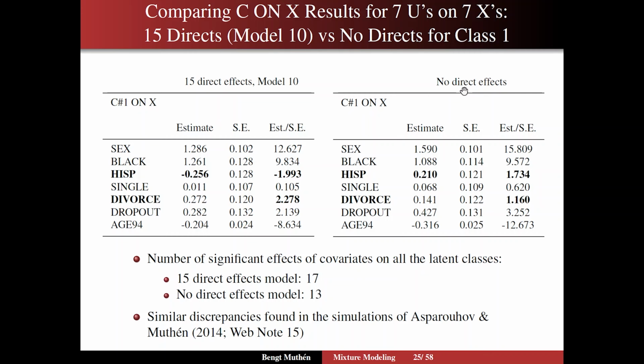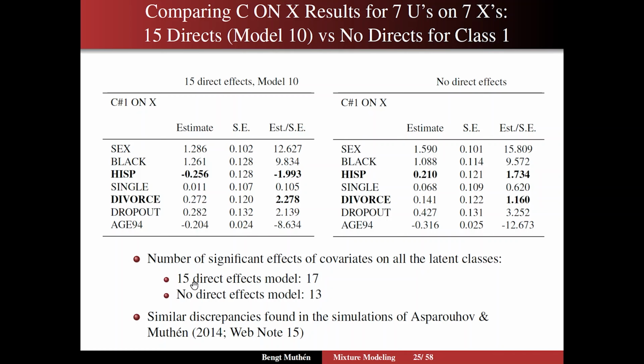But if you ignore the direct effects, you see the Hispanics have a positive effect instead of a negative, and it's insignificant. And for divorce, it's also insignificant. It has a smaller estimate, a slightly larger standard error, and becomes insignificant. So this is a difference that may be important in your analysis, and this is just showing it for one class. Now, number of significant effects of covariates on all the latent classes.